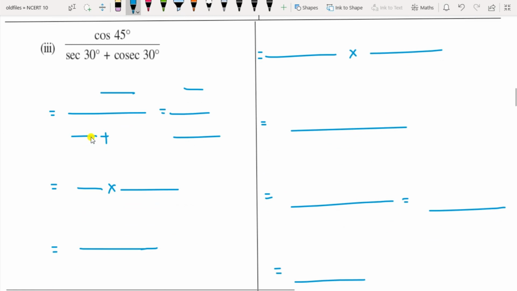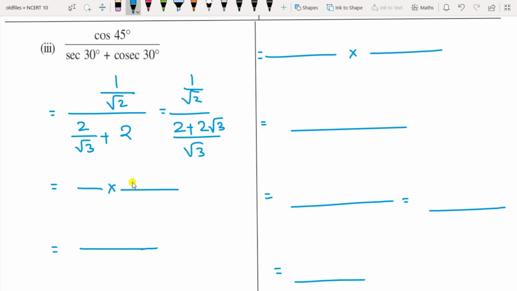Now the third question here, cos of 45. The value of cos of 45 is 1 by root 2. Then sec of 30. So sec of 30 is 2 by root 3. And the value of cosec of 30 is 2 here. Now take the LCM of the denominator. The numerator, let it be as it is. So take the LCM. So it will be 2 plus 2 root 3 by root 3.